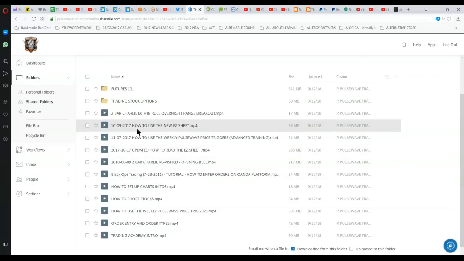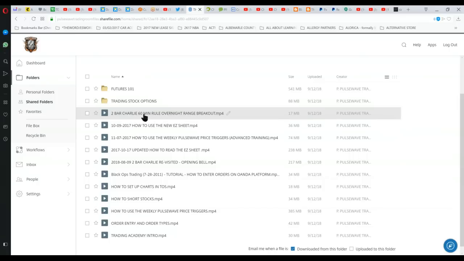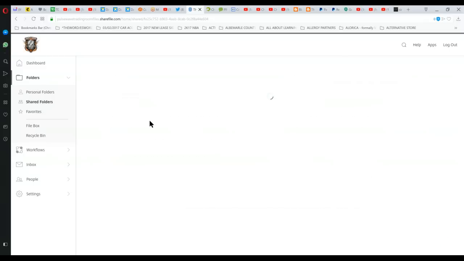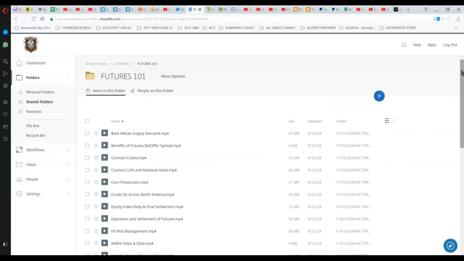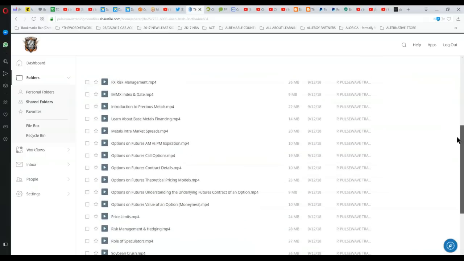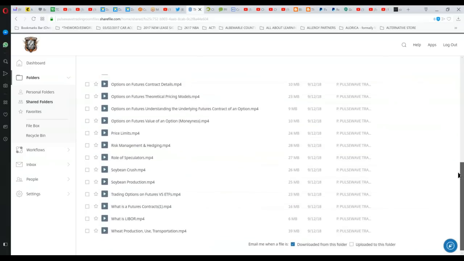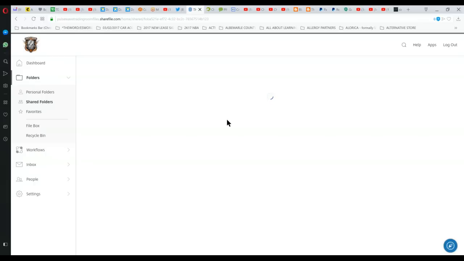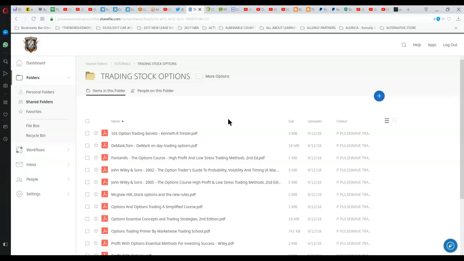And let's see. This right here is the 2-bar Charlie. This is the complete 60-minute 2-bar Charlie rule system breakout. This right here is a folder I made. It's just trading stocks. Okay. And this is Futures 101. You click Futures 101, and it has a whole bunch of introduction on different things about futures and futures contracts and all that good stuff. Tons of stuff in here on that. Okay. And then here is the trading stocks. This is the trading stock options.